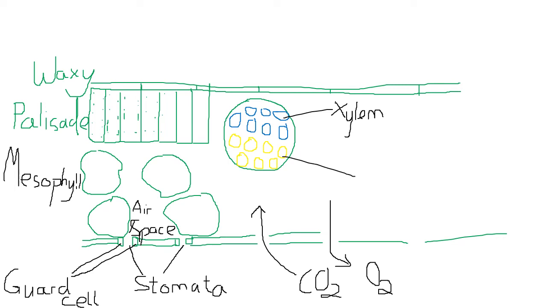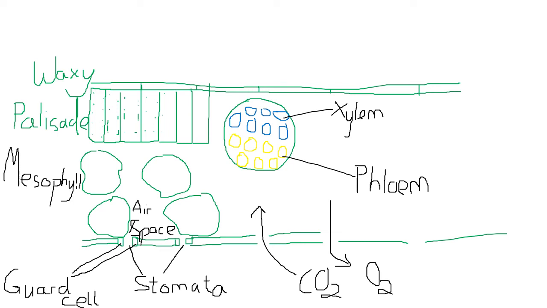We've got our xylem there and our phloem there. So the xylem delivers the water to the cells for photosynthesis, and the phloem takes the glucose and the other nutrients as well away from the leaves to be stored or used somewhere else in the plant. So there we've got a cross section of our leaf.